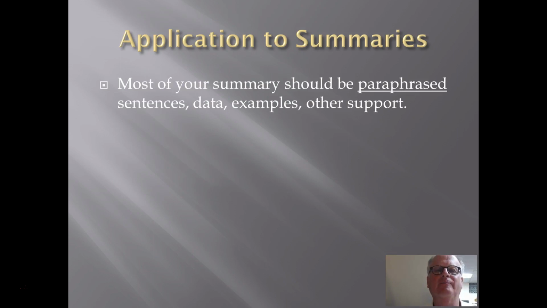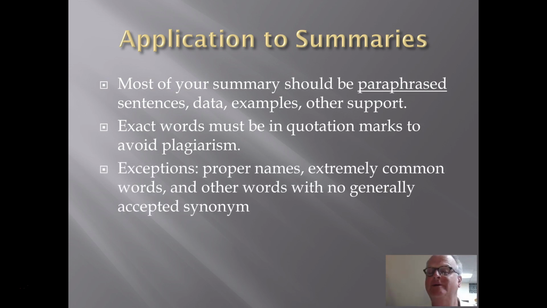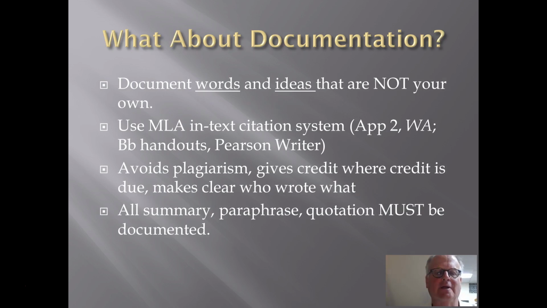How does this work? Most of your summary is going to be paraphrased sentences or data or examples, pretty much like you saw in that one-sentence summary, and other kinds of support that you'll see in the paper. If you do use exact words within a sentence, then they should be in quotation marks. There are some exceptions to that, of course: proper names, extremely common words, and words with no generally accepted synonym. And we'll get into some examples of this later on.